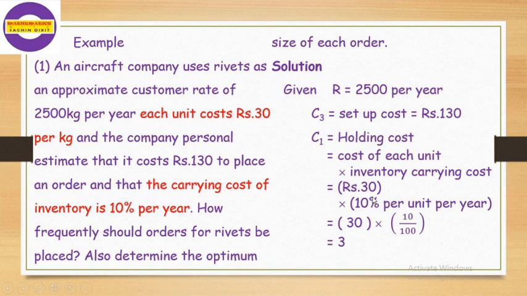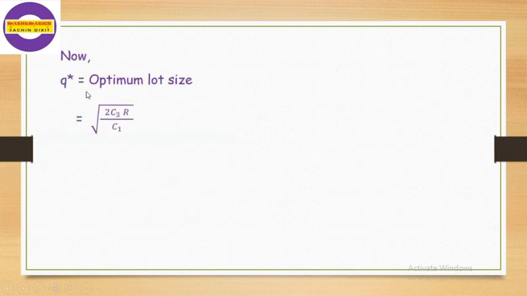Now check the question. Which values do we have to find? We have to find how frequently orders for the rivets should be placed, and determine the optimum lot size. For that, first we calculate the optimum lot size Q star, which is given by under root of 2C3R divided by C1. We know the values, just substitute here.